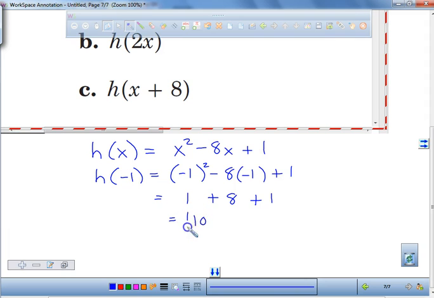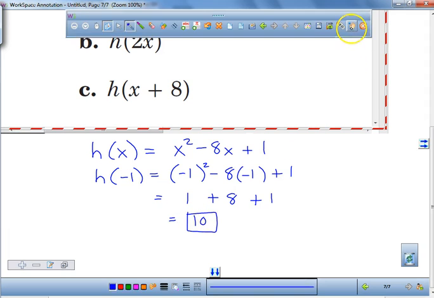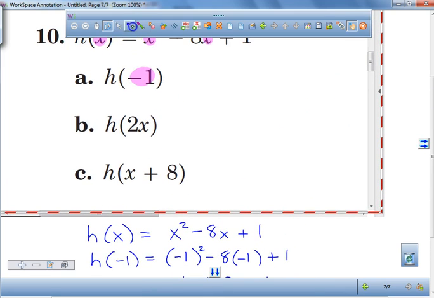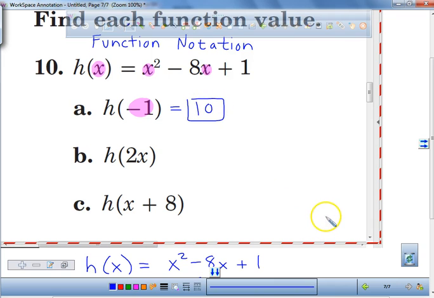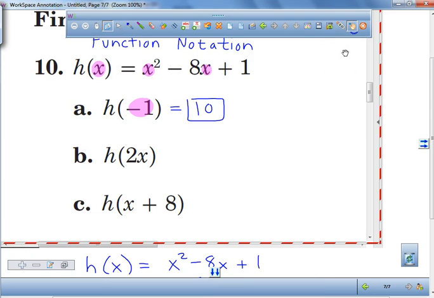Boom. So right here, when you plugged in a negative 1 into this function, it evaluated to the number 10. Okay? That's what it's asking you to do. Now, we're going to go ahead and do the next one.